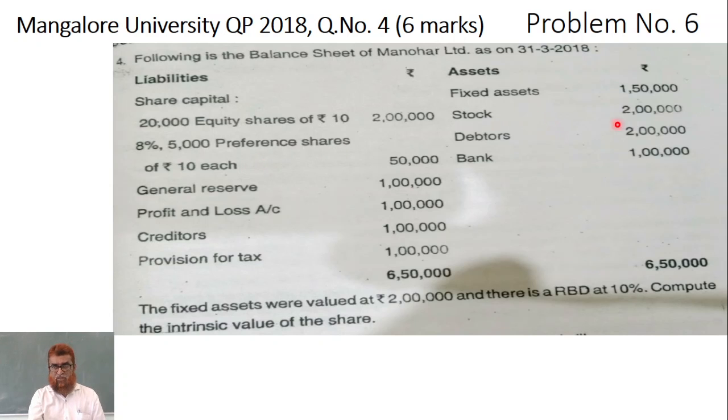Fixed assets 1,50,000, stock 2 lakh, debtors 2 lakh, bank 1 lakh. Fixed assets were valued at rupees 2 lakh and there is an RBD at 10%. Compute the intrinsic value of shares. Here fixed assets value is given as 1,50,000, but it is valued at 2 lakh now, so this amount should be written for calculation. Then RBD 10%: from debtors we should deduct 10%, means 2 lakh minus 20,000, you will get 1,80,000. Other things as it is.